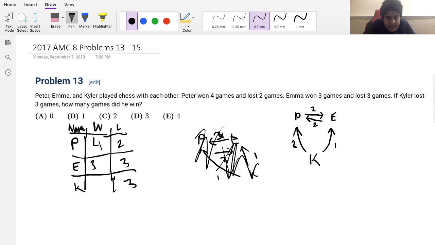So now that Peter and Emma's win requirements are satisfied, we look at their loss requirements. Peter already lost the 2 games that he needed to lose, so he's fine. But Emma only lost twice. Since she needs to lose 1 more time, Kyler beats her once, meaning that Kyler wins 1 game, choice B.